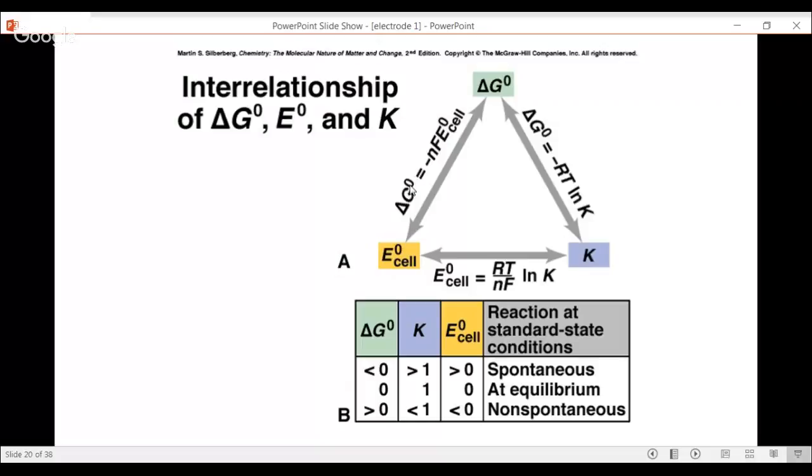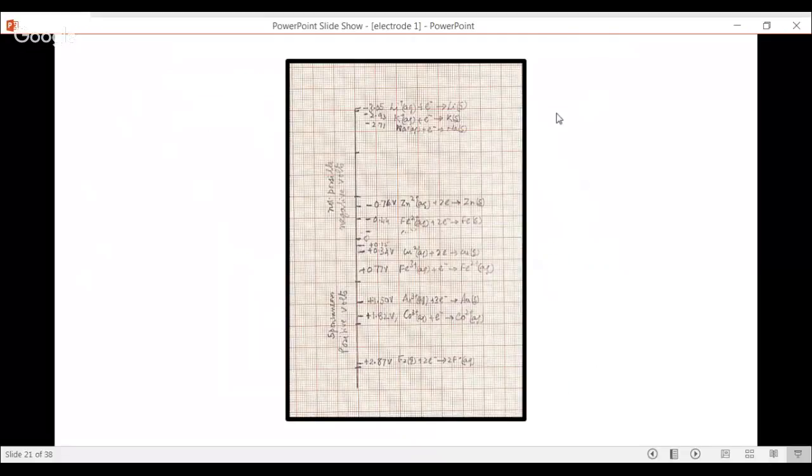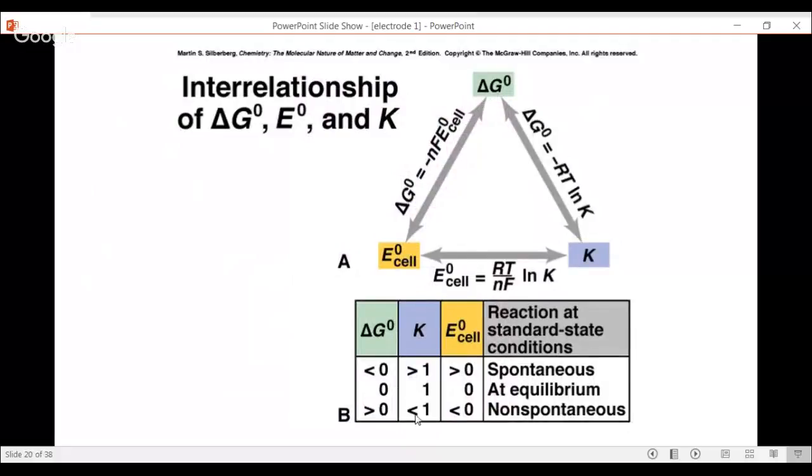So therefore E0 is positive means delta G is negative, therefore spontaneous. Delta G0 is minus RT ln K, so the K value also is controlled. K is the equilibrium constant. When delta G is negative, K is greater than 1, and E cell is positive. When delta G is equal to 0, K value is 1, E0 is 0, therefore at equilibrium. When delta G0 is positive, K is less than 1, and E0 is less than 0, a negative value, so non-spontaneous.